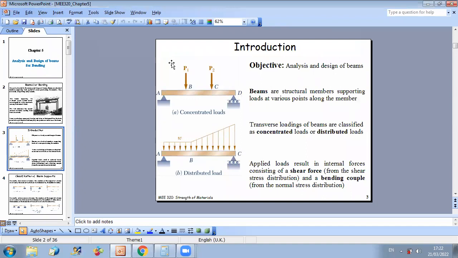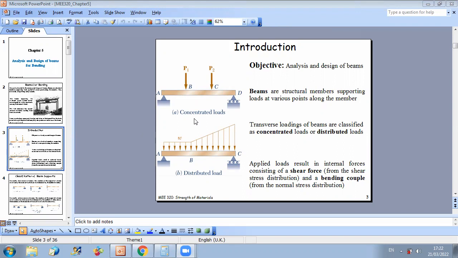This is why we did together a review of statics, because drawing the shear and bending moment diagrams is essential to be able to design beams subjected to transverse loads. So as we mentioned, our objective is to do the analysis and do the design of these beams.